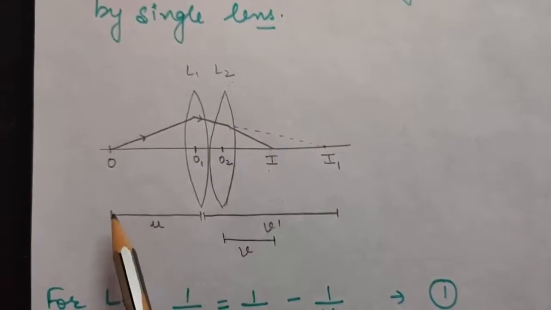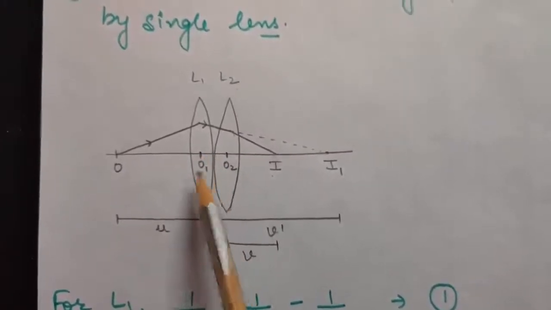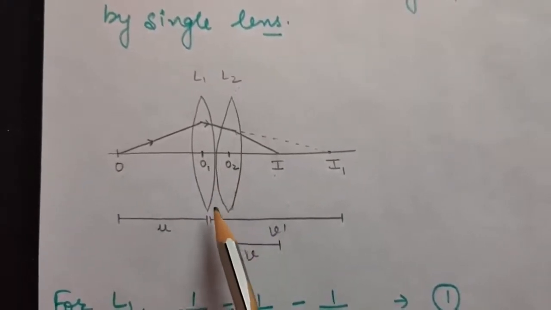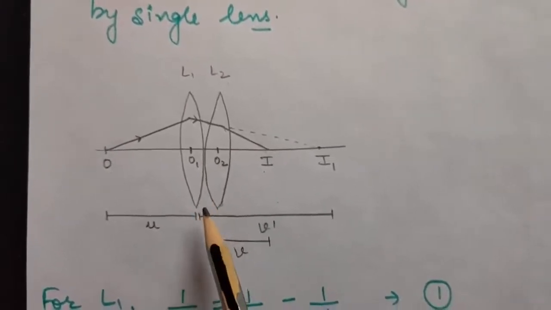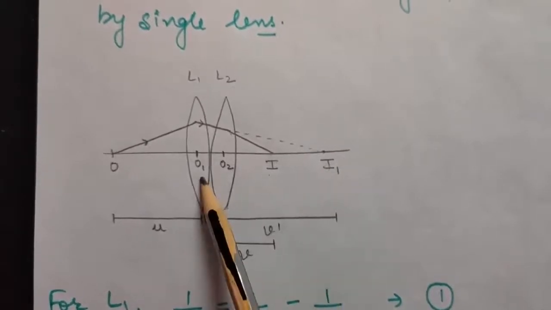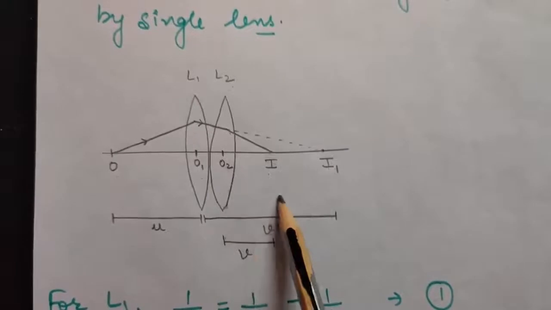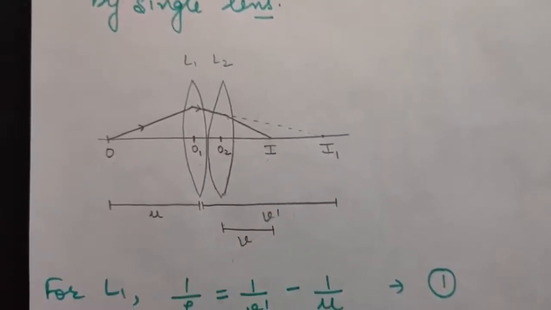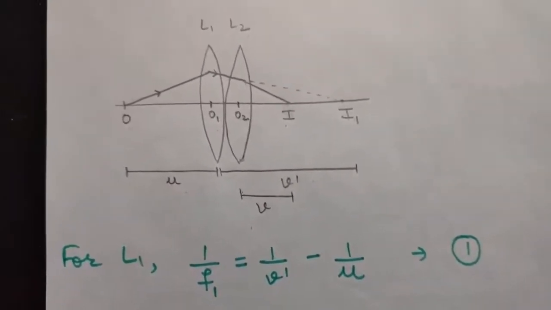Okay. So again, this is the distance of the object. See, this is from O1 because this is the object for L1. So this is U. This is V dash because this is the image for L1 and this is the object for L2. And this will be your V. Okay, so this is U, V dash and V. Now we will be using the lens formula for both the lenses L1 and L2.